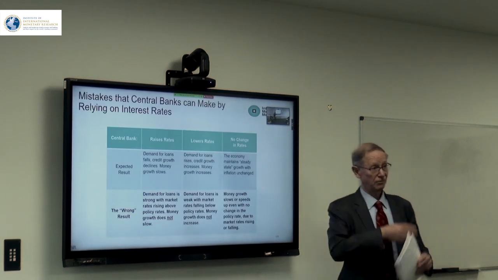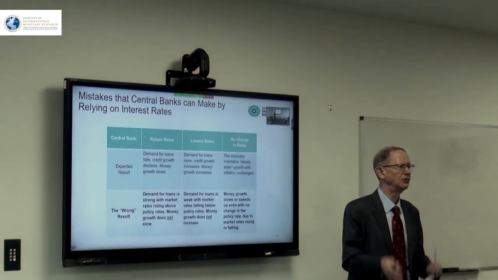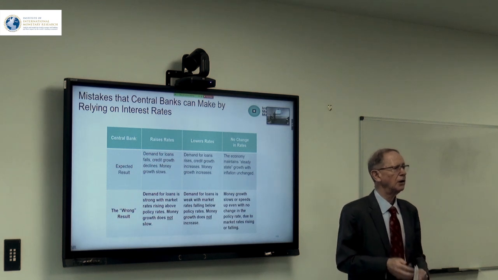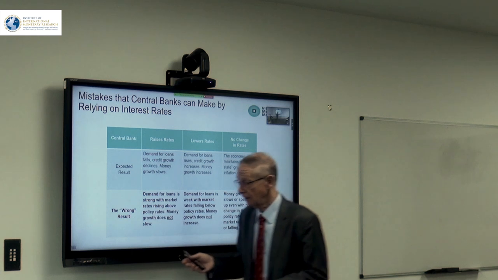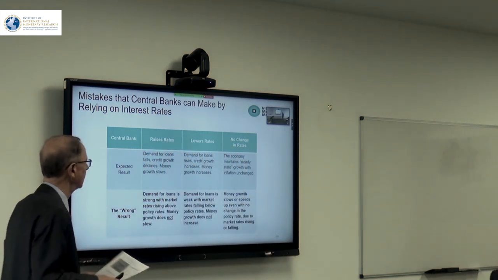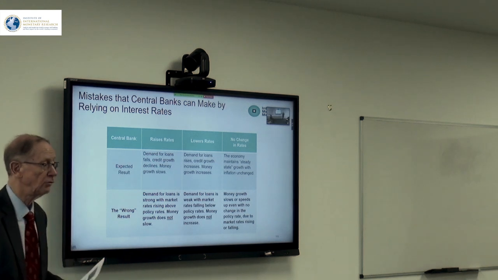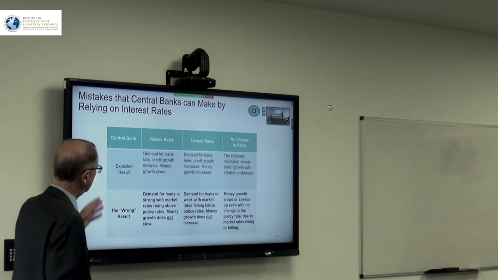Now, suppose you've sorted out what's going to happen with the output gap and the Phillips curve, and you've decided what your policy is going to be. Are you going to raise rates or lower rates? I've put together two little matrices here. As a central banker, you can make two mistakes.